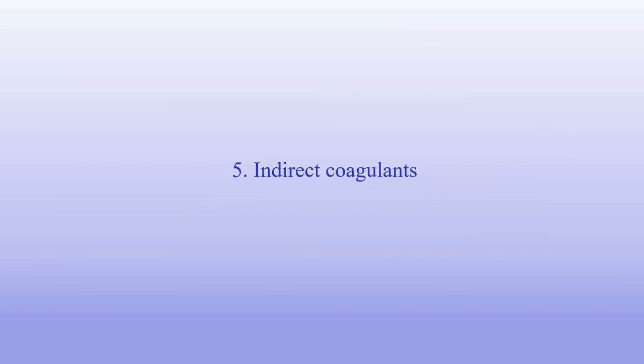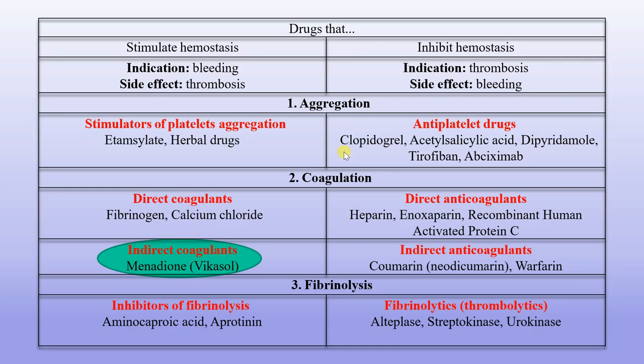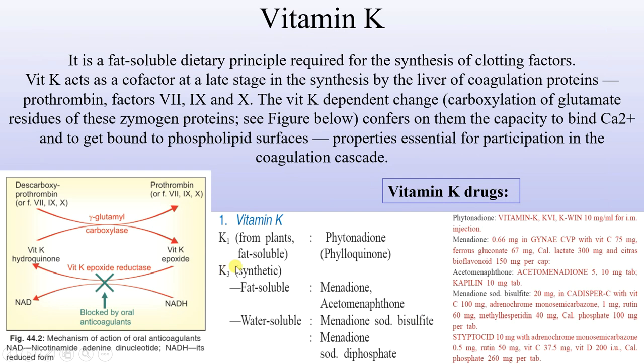The next part of our lecture is indirect coagulants. These are drugs which you see on the left, specifically one drug which is menadione, and the commercial name of it is Vicasol. Let's start with vitamin K because it plays a role in the mechanism of action of this drug.